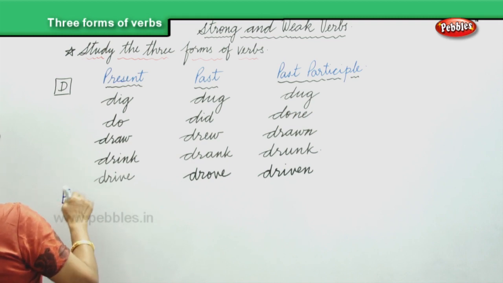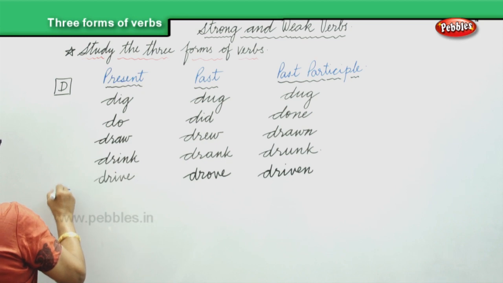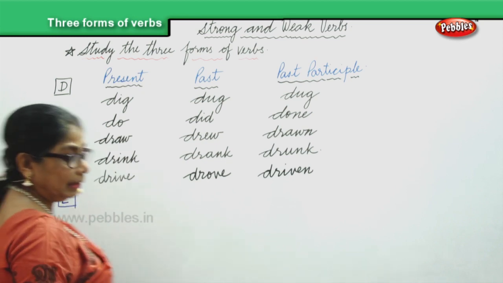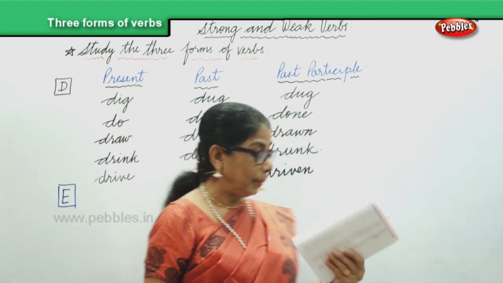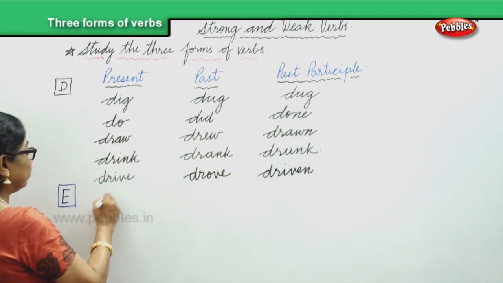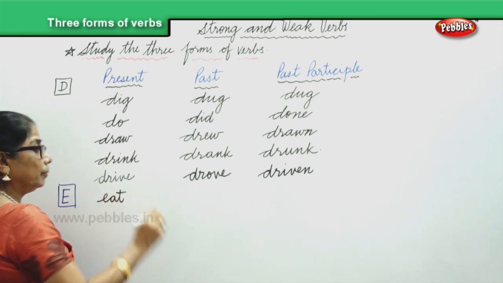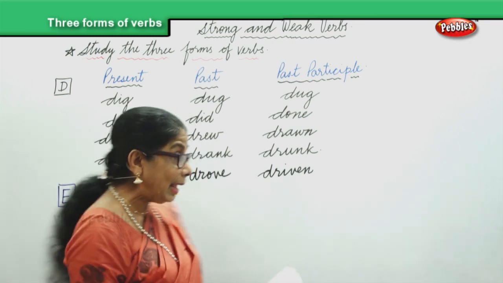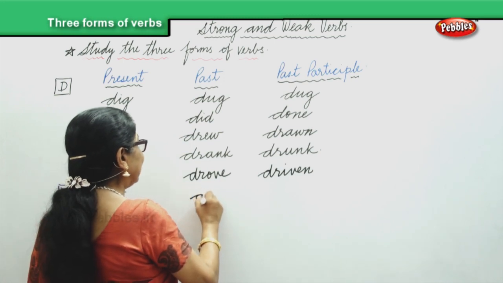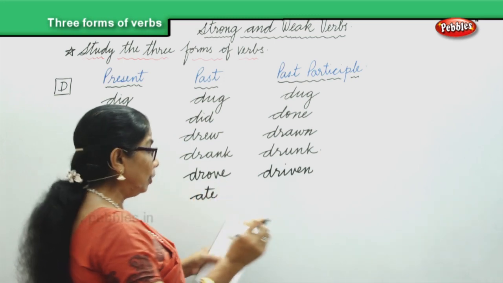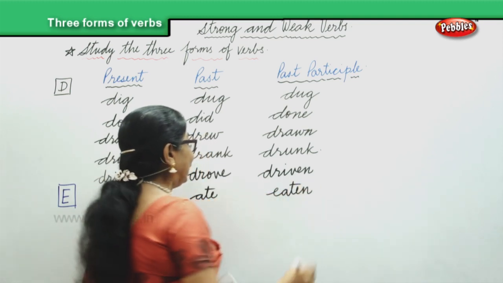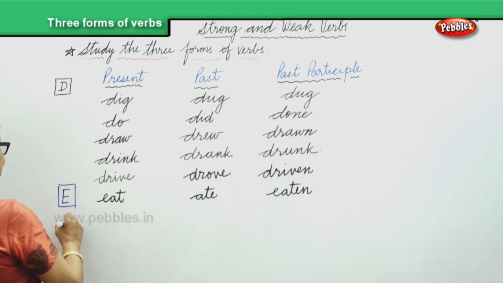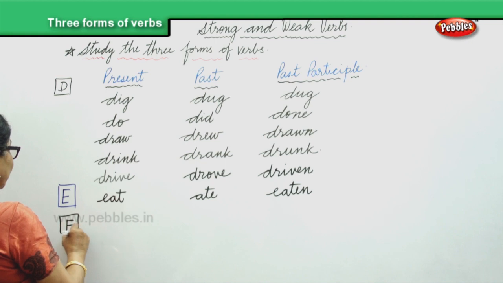Let's see how many. In letter E, let's see how many words we have here. Not many, just a single one. Eat. You eat your food. I ate. Here there's a little change, eat, ate. I ate my food. I have eaten my food. Eat, ate, eaten.